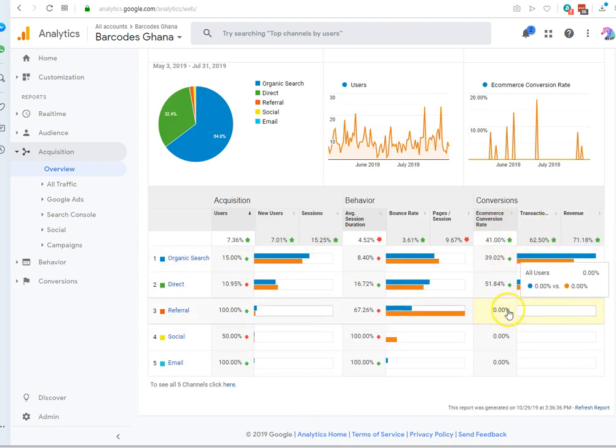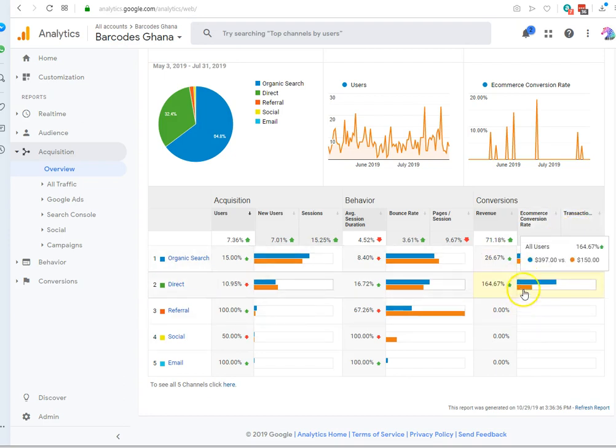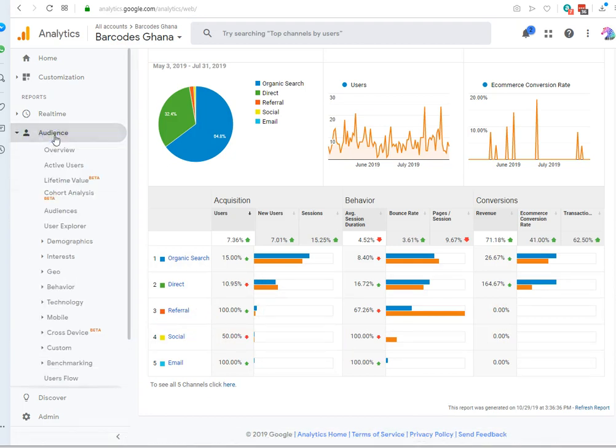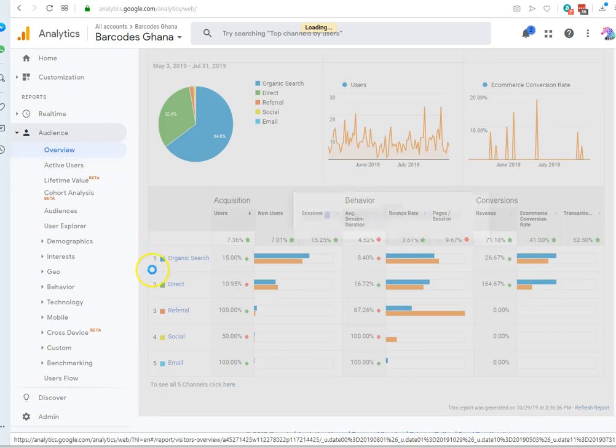E-commerce conversion rate is better. Then we go to here. Transactions are better. Revenue is better. So this is a really nice overview for seeing information, having a look at it. Okay, very, very good information here. And you can then look at something else like an overview of your audience.